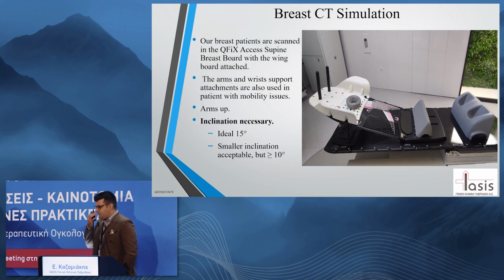Okay, let's move to how we are scanning our patients. We are using the QFix breastboard with the lung board attached, and we have the patients with their arms up. Basically, we want our RTTs to achieve an inclination of at least 10 degrees, ideally 15. Our goal here is to have the sternum horizontal.